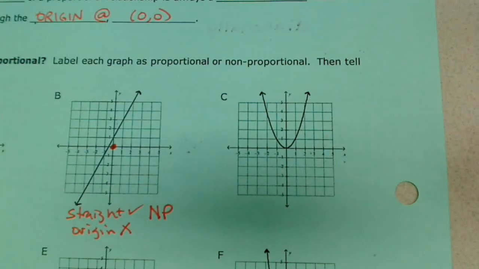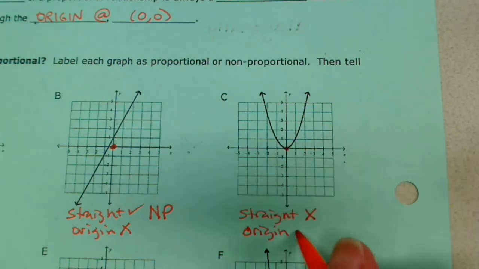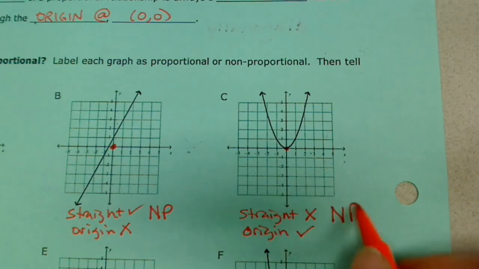C is what we call a parabola, and you guys will see that when you get to algebra next year. So we're going to go ahead and write down whether it's straight and if it crosses through the origin. Well, obviously we can tell that the line is not straight, but it does go through the origin. But remember what we said, it has to meet both conditions. So because it is not straight, we have to label this non-proportional.